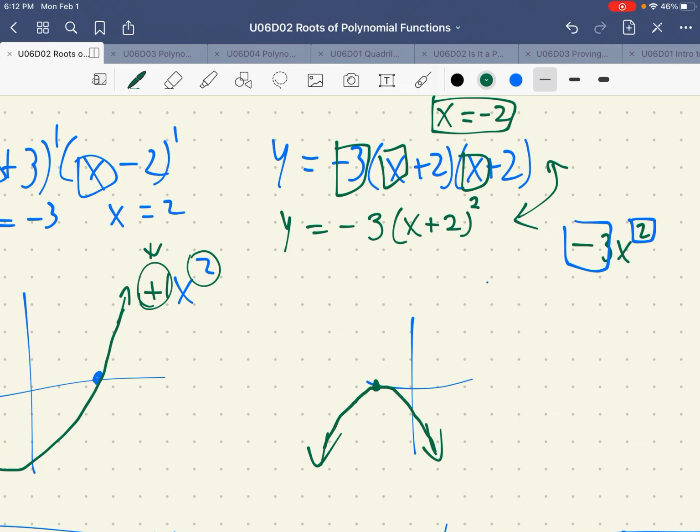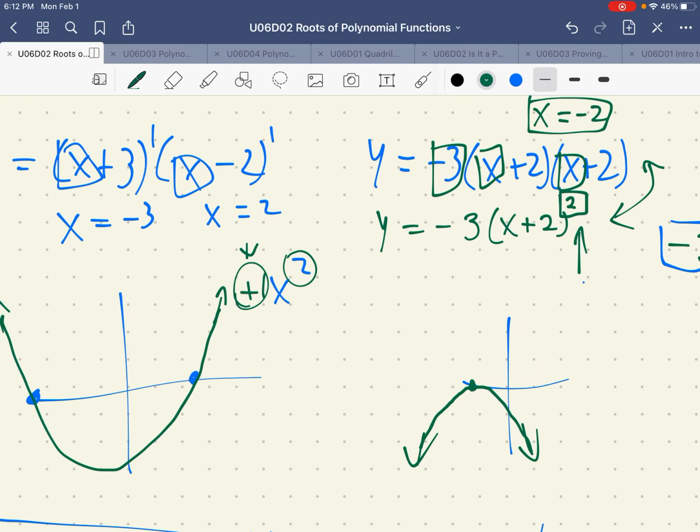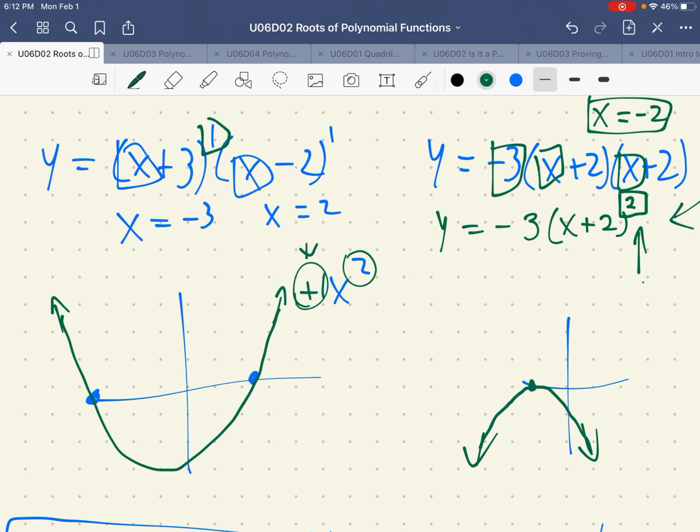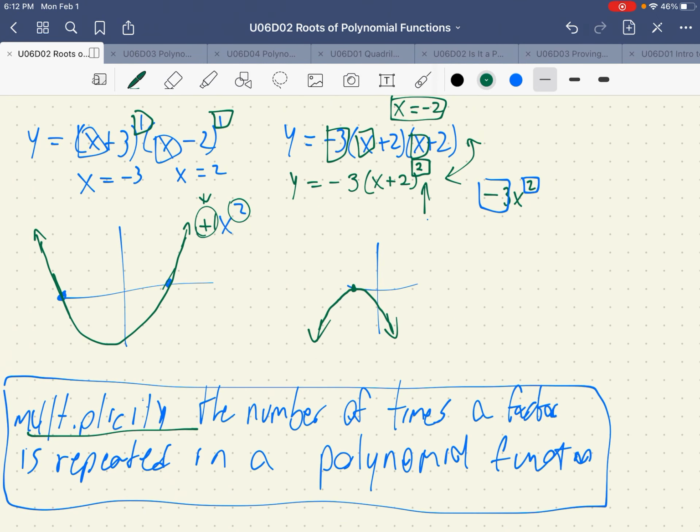And it will always touch if the multiplicity, or the number of times the factor appears in a particular polynomial, is an even number. In this case, you'll notice that these are both odd. And what happens is when the multiplicity, the number of times the factor repeats, is 1, the graph will pass through the point at that value. All right, so let's take a look at another example.